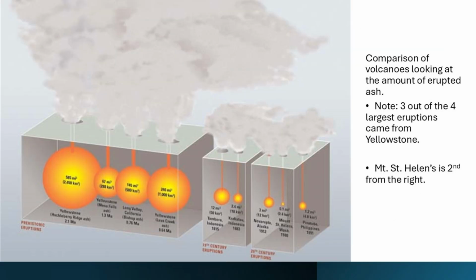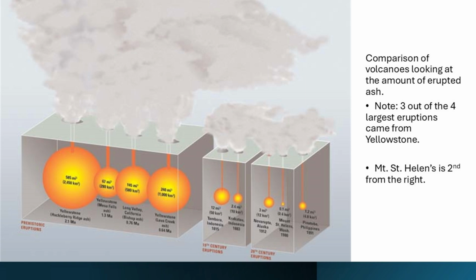In this graphic, we're looking at a comparison of volcanoes based on the amount of erupted ash from different eruptions. The graphic is kind of divided into two parts. On the left side are the eruptions that had the largest amount of volcanic ash, and on the right are some of the smaller amounts of volcanic ash, but still quite large.